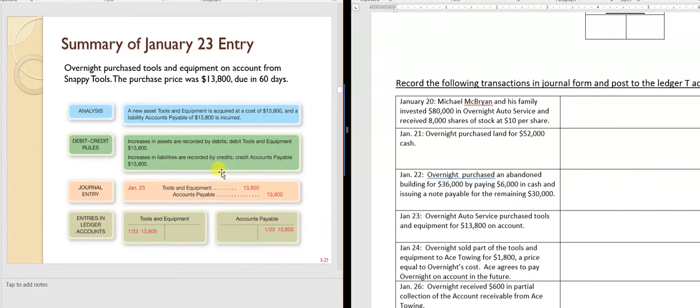Okay, next one. The new asset, tools and equipment, is acquired at a cost of $13,800. So what did I get? I got tools and equipment, which is an asset. Assets are debit. How did I get it? It says liability of accounts payable is incurred, so I'm not paying for it now. If I was paying for it now, cash would be going down, but I'm paying for it later. Whenever I'm going to pay for something later, it's a liability, so I credit accounts payable. And then I go down in my T accounts and post them as follows.